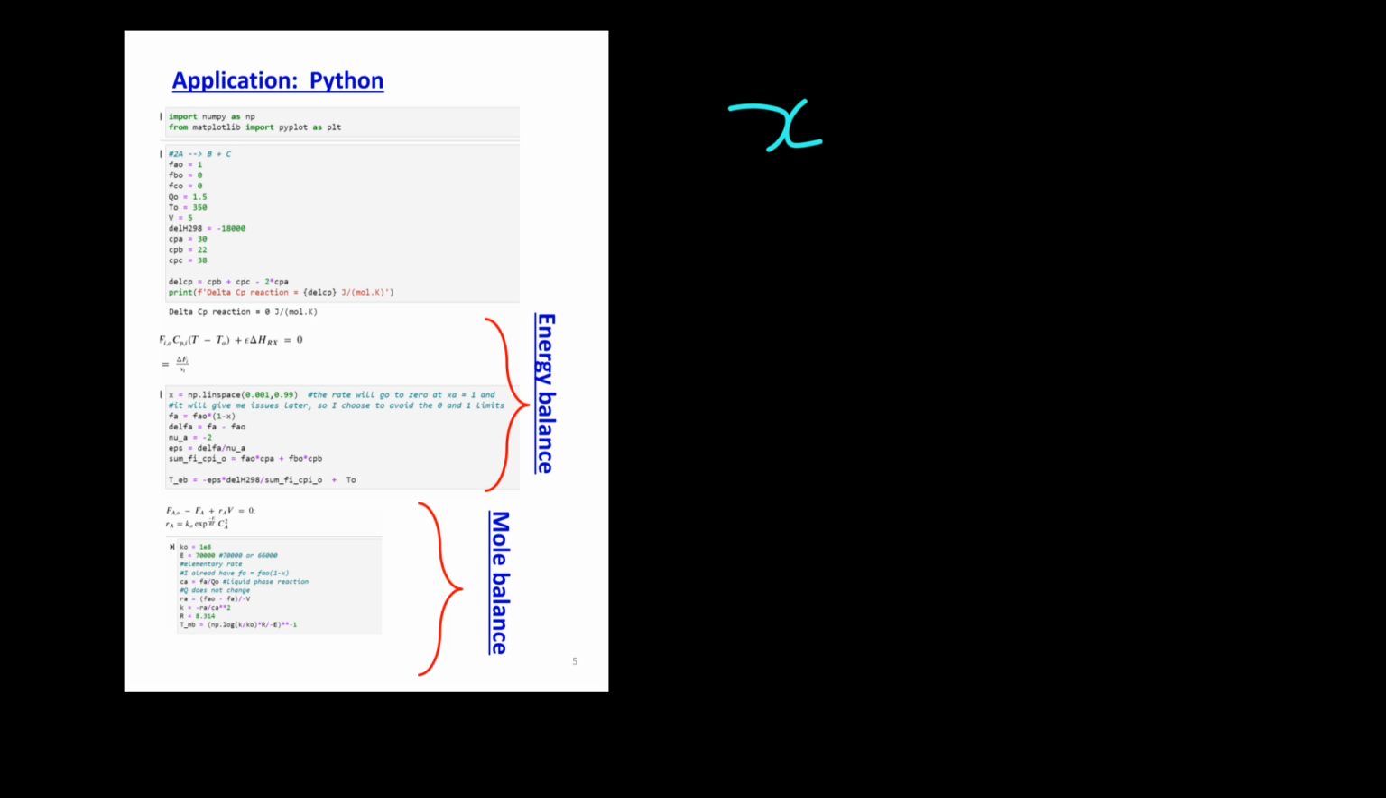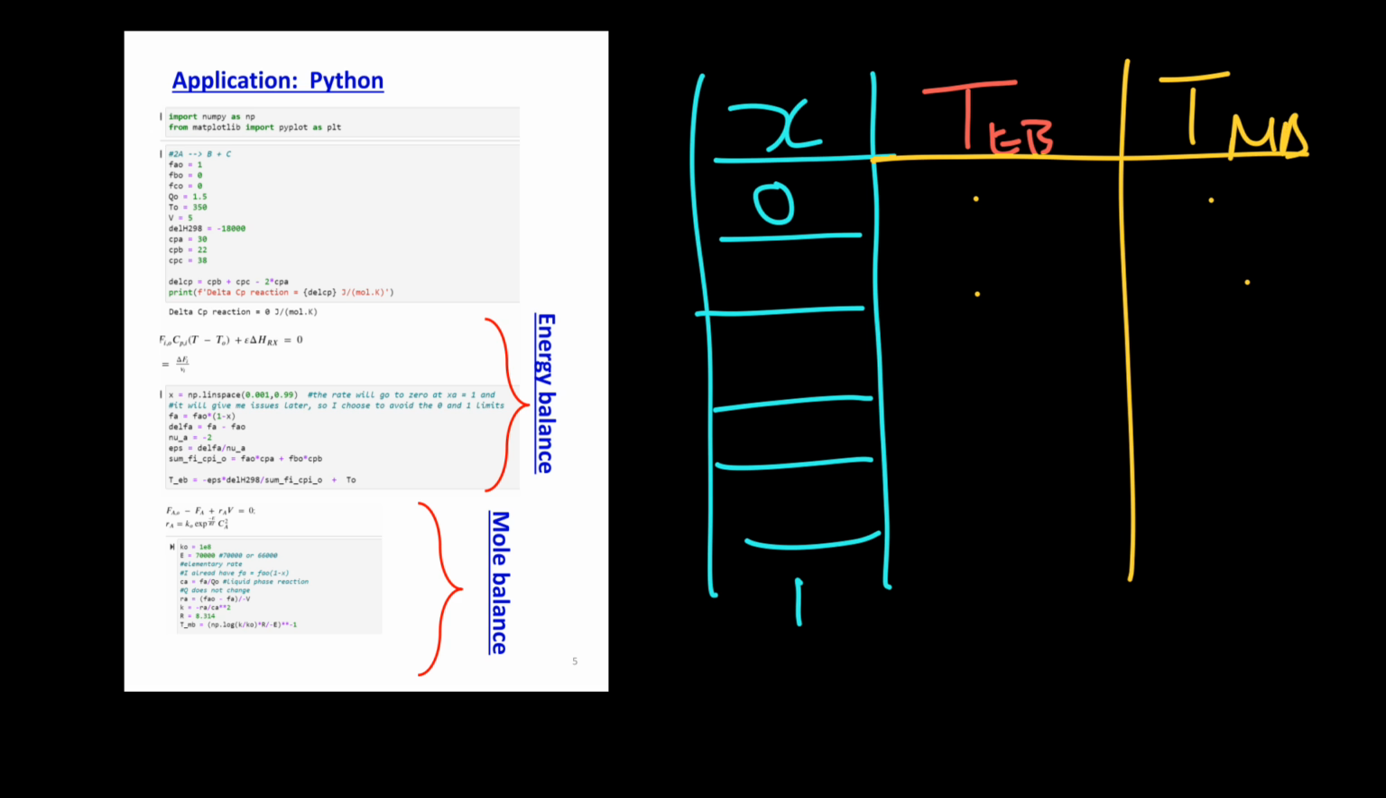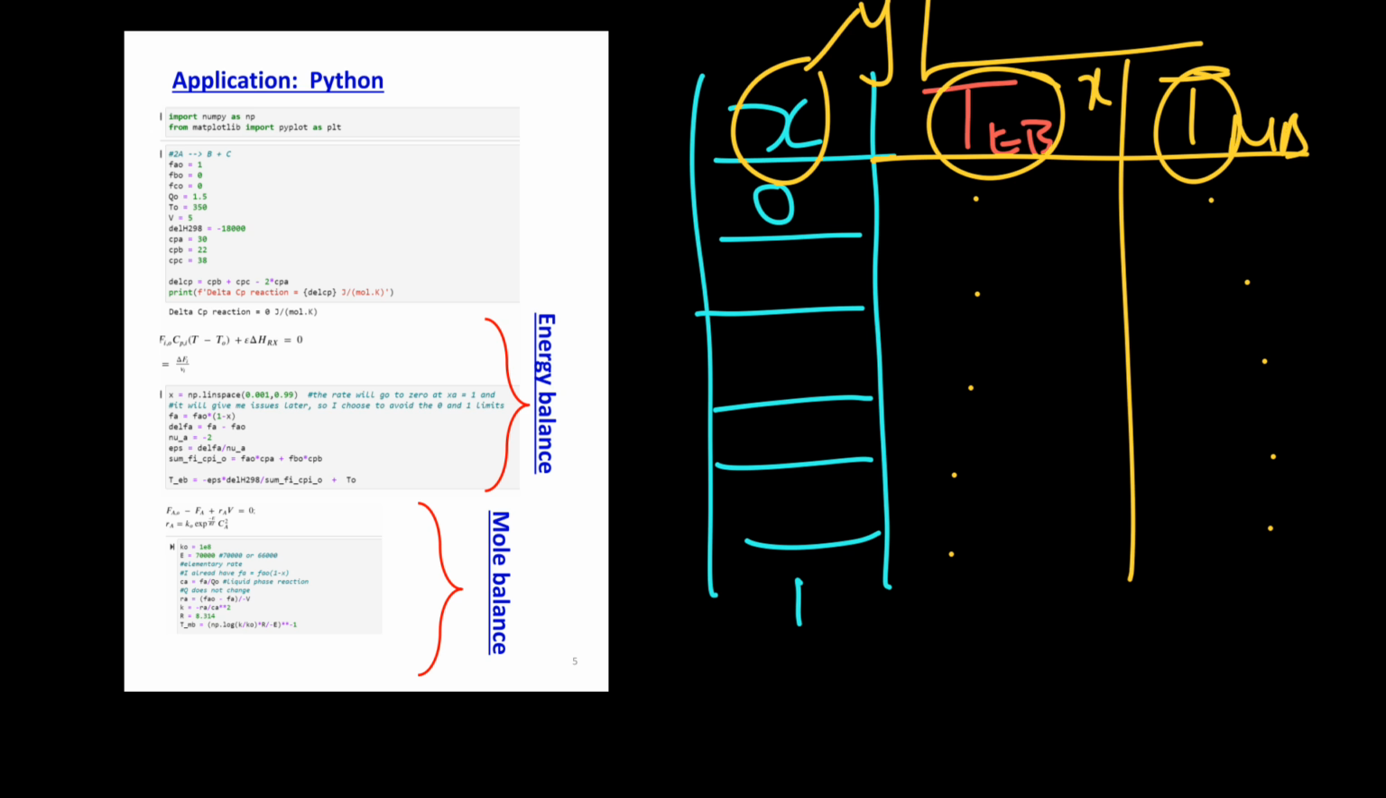So for a range of X values, picture you are doing this in Excel, and in fact if you want to, you can do it in Excel. Picture a range of X values, and you know where it will start. It will start at 0 and go to 1. For each of the X values, you would like to calculate 2 temperatures: the temperature that will result from your energy balance and the temperature that will result from the mole balance. For each of them, you want a value there. And of course, what you want to plot in the end is X on your y-axis and the 2 temperatures represented on your x-axis.